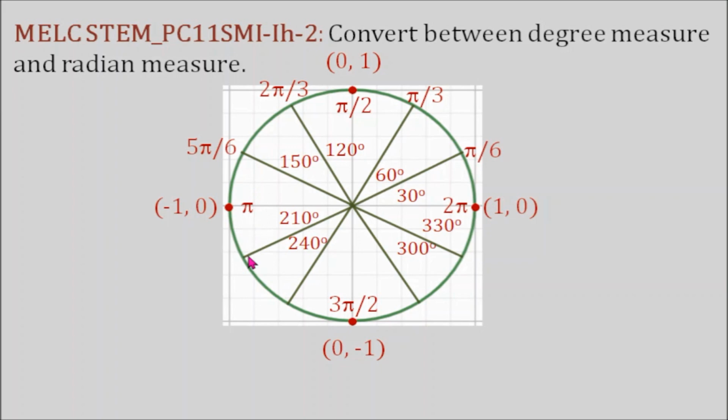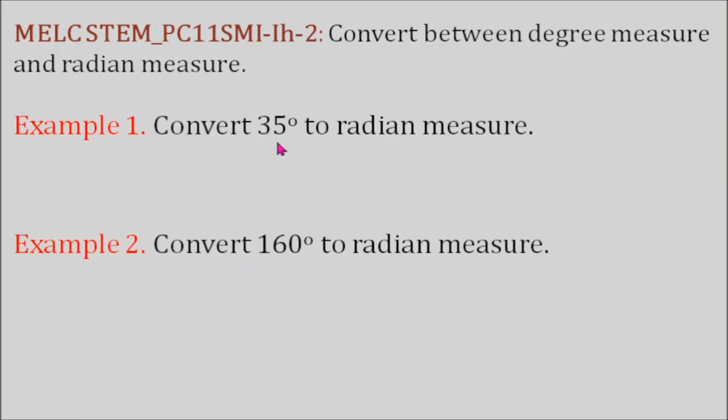Pi plus pi over 6 equals 7 pi over 6. Then 7 pi over 6 plus pi over 6 is 4 pi over 3. 4 pi over 3 plus pi over 6 equals 3 pi over 2. 3 pi over 2 plus pi over 6 equals 5 pi over 3. And 5 pi over 3 plus pi over 6 equals 11 pi over 6. How about if our angles don't fall on the multiples of 45 degrees or 30 degrees?